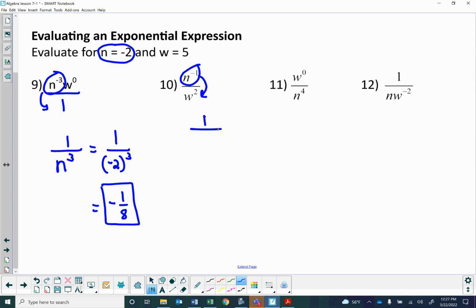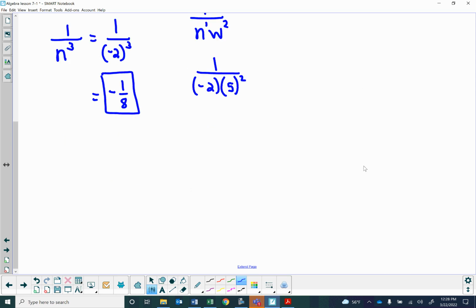So I have 1 over n to the first, w to the second. And you can leave that 1 off of your n, because it's always an implied 1 when there is no exponent. So n is -2, so I've got 1 over -2 times 5 squared. And remember, whenever you plug in a number for something, you always have to put it in parentheses before you put the exponent on it. Okay, so we have 1 over -2 times 5 squared.